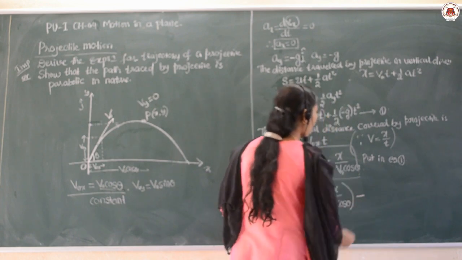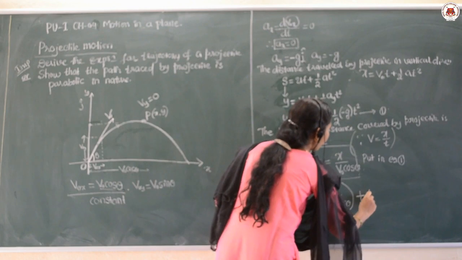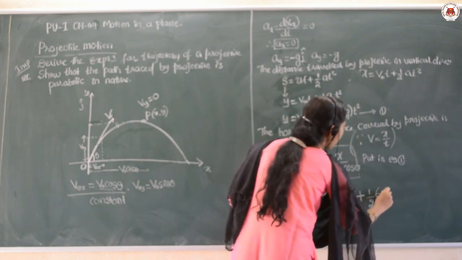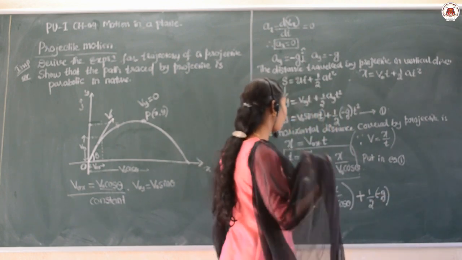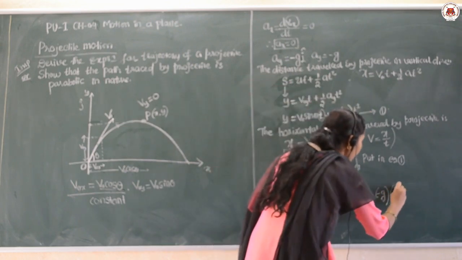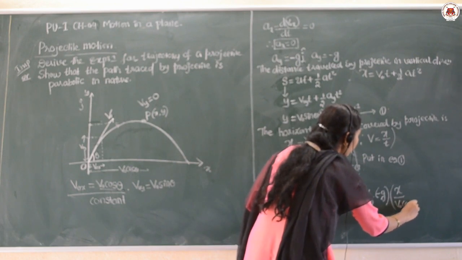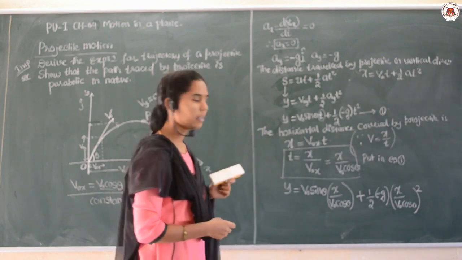And here you can write either plus or a minus, better write plus only, that is 1 by 2 and minus g as it is. Then in place of the t square, this term square only we take, x upon v naught cos theta whole square. Am I clear? Yes.